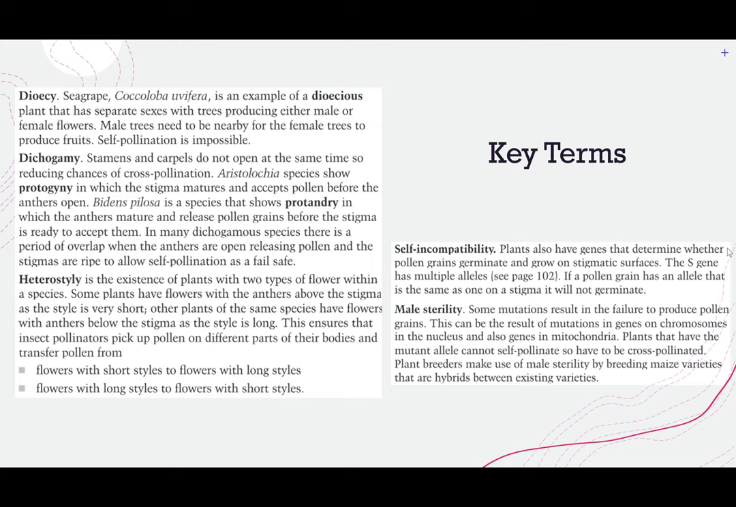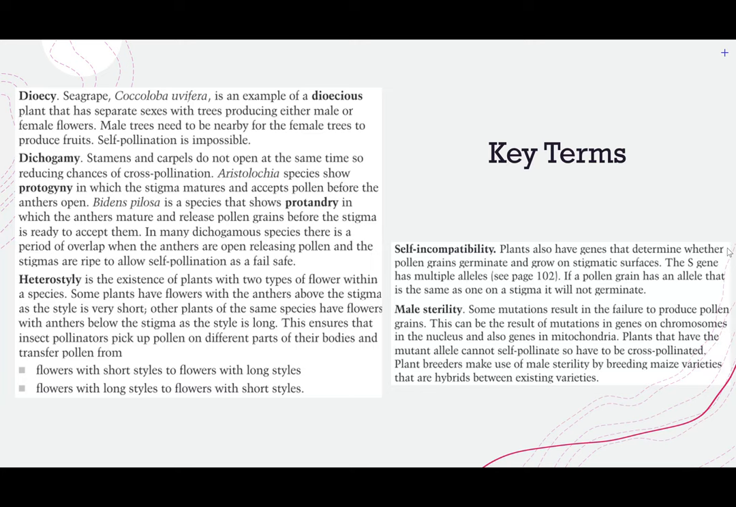There can be different pollinations occurring, rather than fertilizations, because pollination is different from fertilization. We're going to look at that in examples as well. And there's a diagram of heterostyly that I want us to look at. Heterostyly basically tries to ensure some amount of cross-pollination. And we're going to look at that, all right?